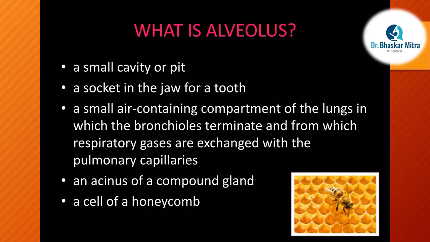So alveolus is nothing but a small cavity or pit. It's like the alveolus in our oral cavity, the socket of the jaw for a tooth. It's again a small cavity or a pit. It's a small air-containing compartment which drains into the different layers of the lungs, or there may be acinus of the compound glands. We will come to the details of compound glands later in this discussion. There may be a honeycomb arrangement of these alveoli.